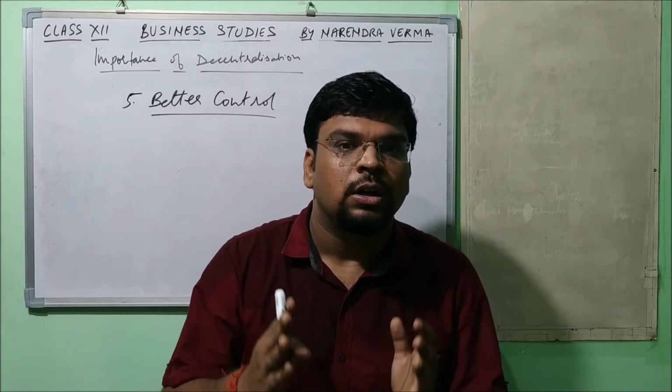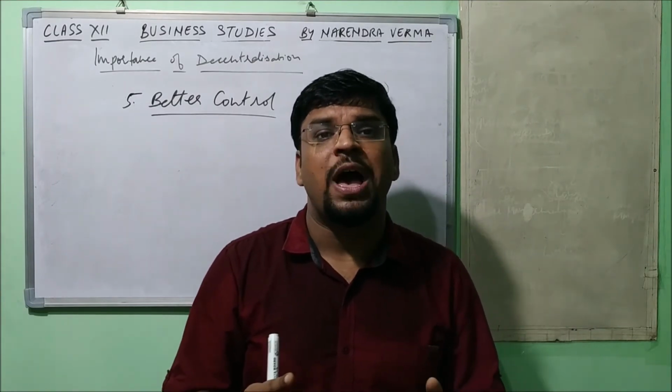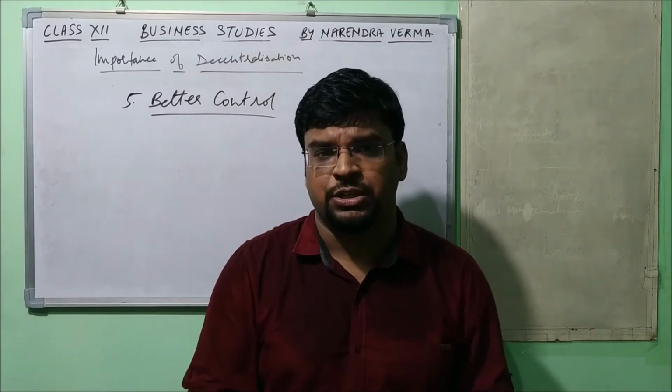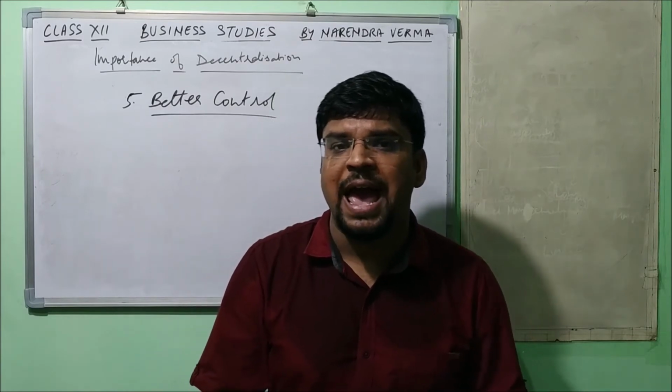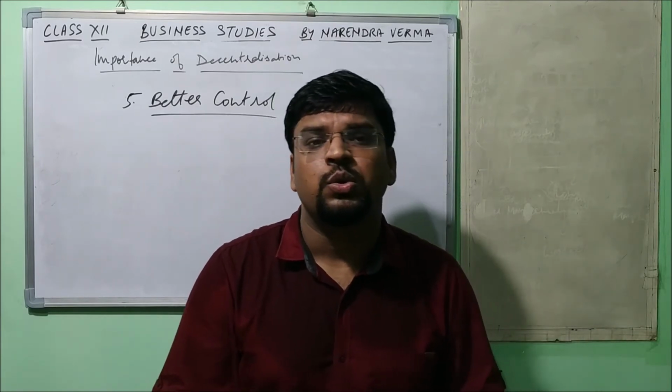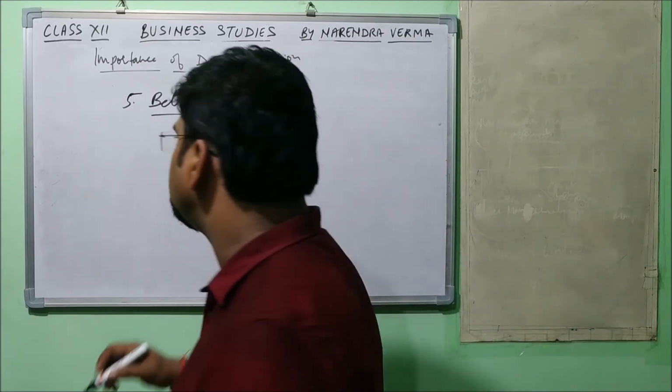In the modern era, a lot of techniques have been developed to have better control. If you have decentralization in your organizations, there are techniques like the balanced scorecard and MIS, which is also known as management information system. Okay, I'll explain to you what happens in these two.